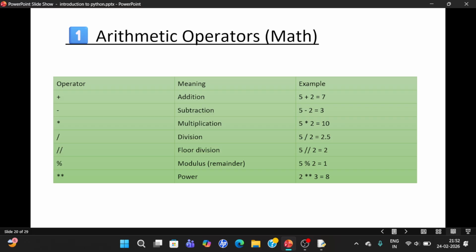We can also take examples here. 5 plus 2 equals 7, 5 minus 2 equals 3, 5 into 2 equals 10, 5 divided by 2 equals 2.5, 5 floor division 2 equals 2, 5 modulus 2 equals 1, 2 power 3 equals 8. Like this, these are the examples of arithmetic operators.